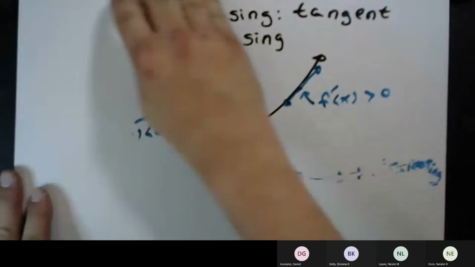Now let's take a look at f prime always decreasing.